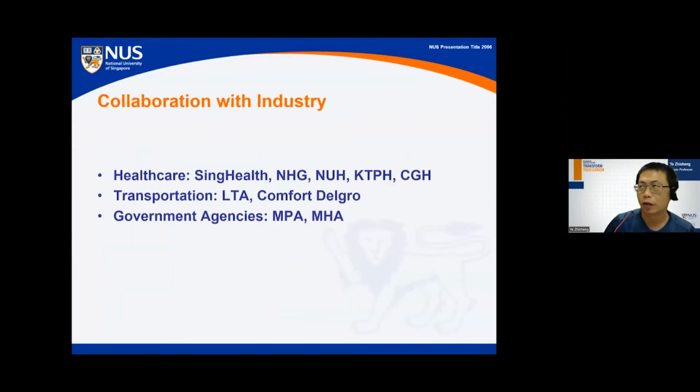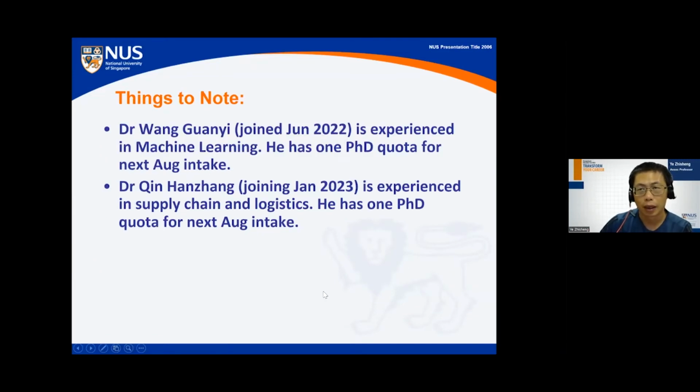Because of our research objective to improve the performance of an existing system, we actually have very close collaboration with industry, like healthcare, transportation, government agencies, and also some asset-rich companies like Changi Airport, so on and so forth. At the end, you might ask, if I want to apply to the PhD program or MEng program, then who should I approach?